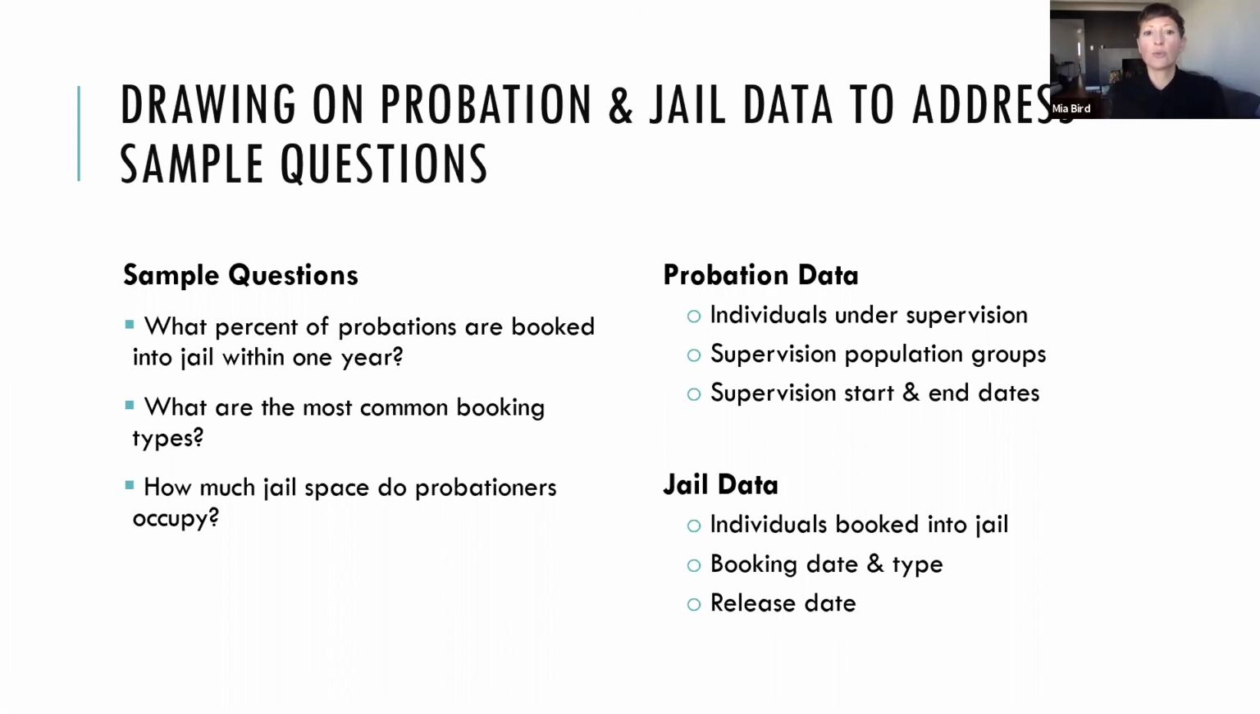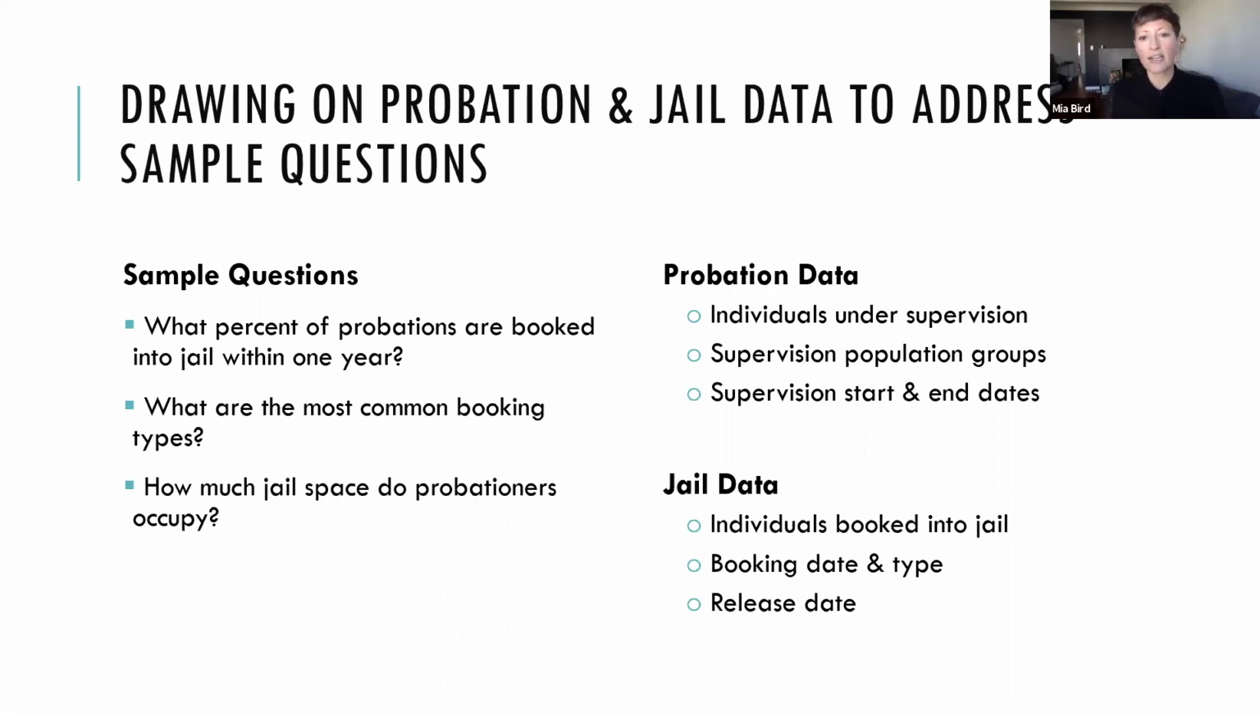We really need to know who these individuals are who are under supervision. What population group they're in under supervision. Are they PRCS? Are they mandatory supervision? Are they the felony probation population, for example? And when did their supervision start? And then also, when did their supervision end, if it ended, so that we can really identify if someone came into jail, are they in fact under supervision? And if they're under supervision, what population group are they in?